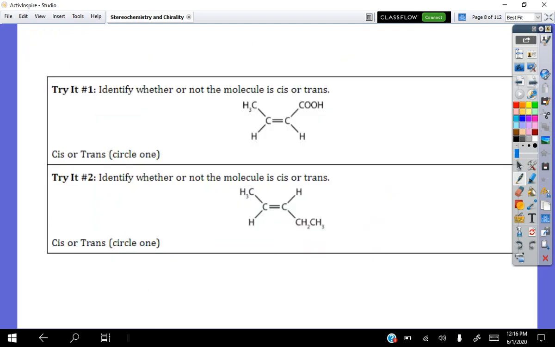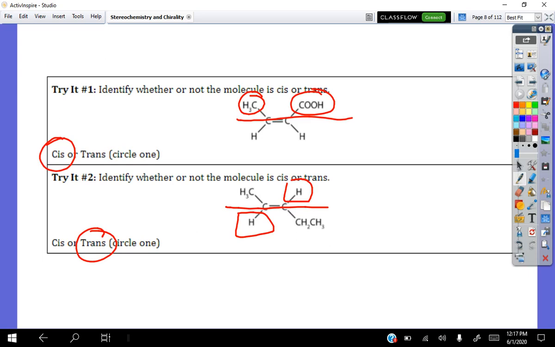So let's go ahead and try one. This first one, I can draw my line. I see that my substituents seem to be on the same side and my H's are on the same side. Same is a cis molecule. If I go through and do the next one, I see my H's are on opposite sides, and so this must be a trans molecule.